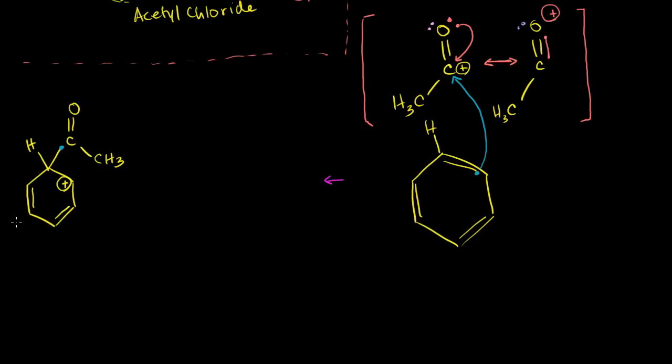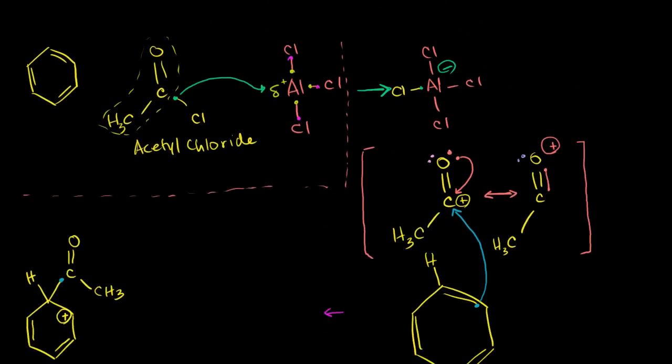Now, we mentioned the aluminum chloride is a catalyst, so it won't just sit around there as the anion. It has to go back to being aluminum chloride. So let's bring the aluminum chloride back into the scene. Let me copy and paste it. So we have our aluminum chloride here.